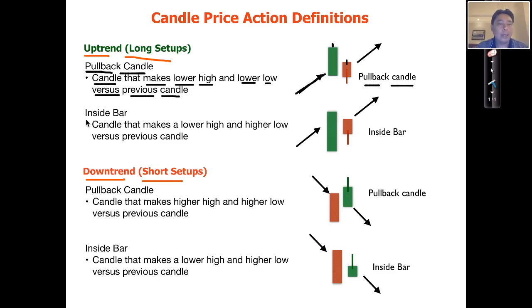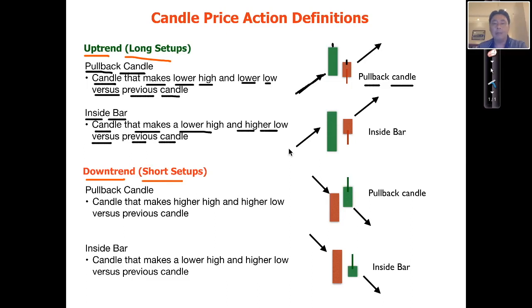Now, what's an inside bar candle? Now, bar and candle is actually the same thing, right? It's used interchangeably, right? So inside bar or inside candle is fine, yeah? So an inside bar is a candle that makes a lower high, but a higher low in relation to the previous candle. So a slight difference, right?